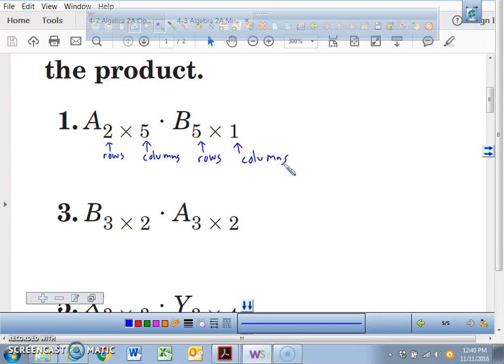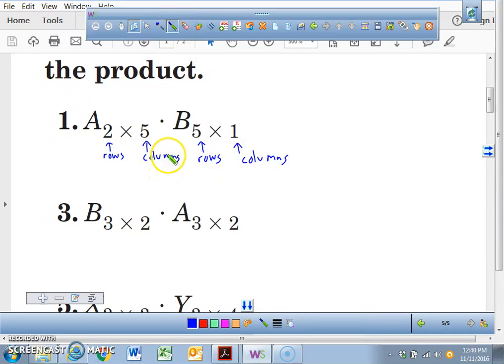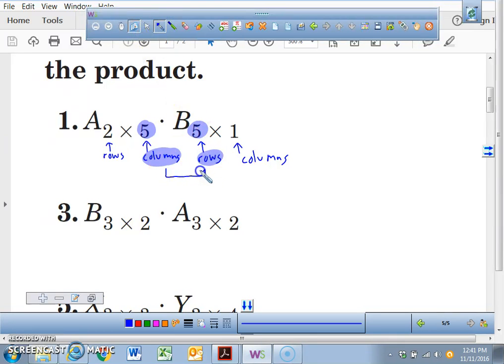Now, what do we remember from operations? Whenever you can add or subtract matrices, what do they have to be? They have to be the exact same dimensions. Multiplying is different. They don't have to be exactly the same. What they have to have that are perfectly equal is this number of columns, which is a 5, and this number of rows, which is also 5. These have to be the same.